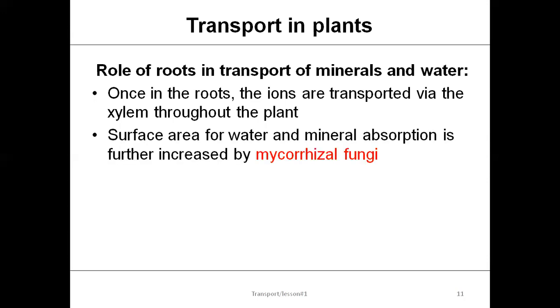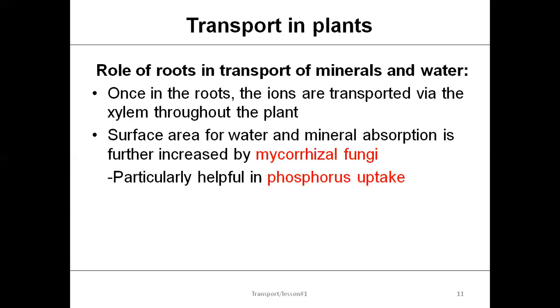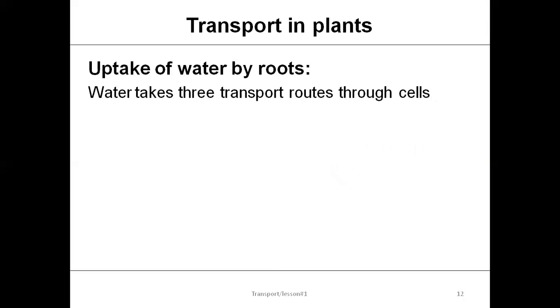In some plants, we have associated fungi, which are known as mycorrhizal fungi. Mycorrhizal fungi और भी ज़्यादा surface area को increase कर देते हैं. They increase the surface area manifold. And what are they helpful in? Mycorrhizal fungi, especially nutrient uptake में और जो है ना molecular uptake में बहुत ज़्यादा help करते हैं. And especially कौन सा वाला? Phosphorus में mycorrhizal fungi बहुत ज़्यादा help करते हैं.